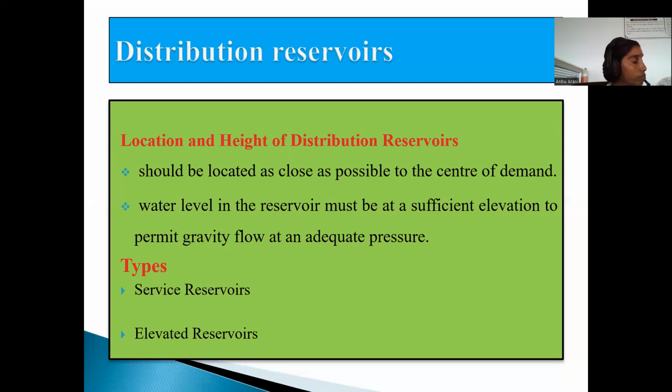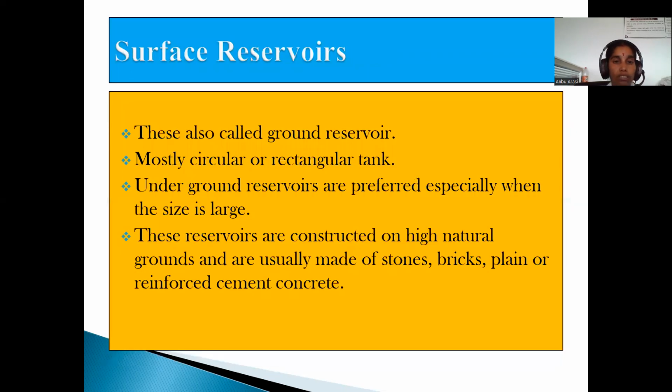Distribution reservoir location and height. Distribution reservoirs should be located as close as possible to the center of demand. Water level in the reservoir must be at sufficient elevation to permit gravity flow at an adequate pressure. Types of distribution reservoir are surface reservoir and elevated reservoir.